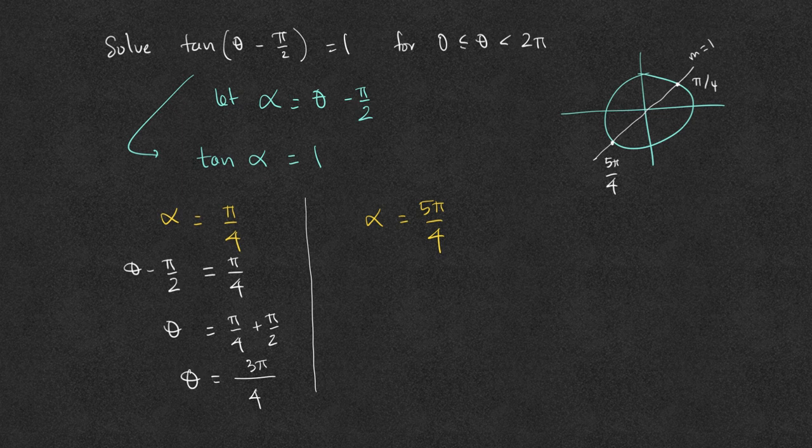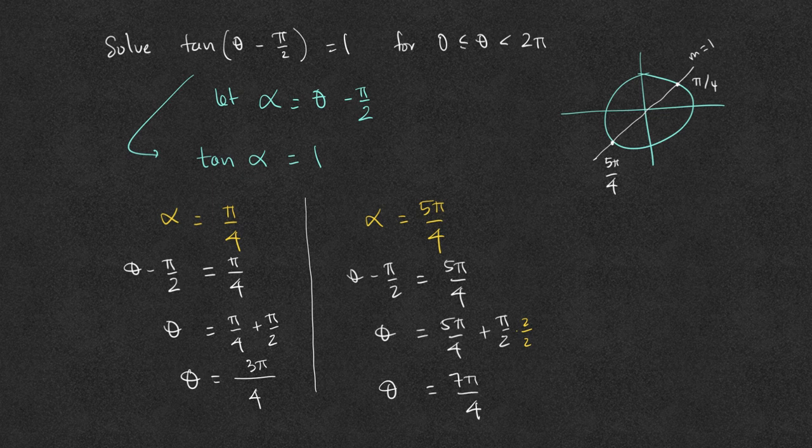Similarly, we replace alpha with theta minus pi over 2 equals 5 pi over 4. Theta is 5 pi over 4 plus pi over 2. Pi over 2 is 2 pi over 4. And so theta equals 7 pi over 4.